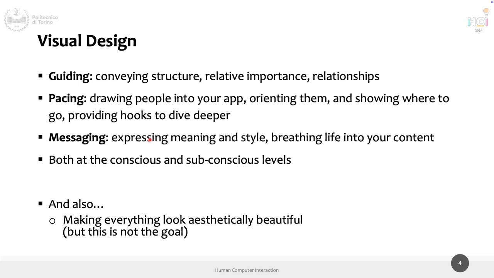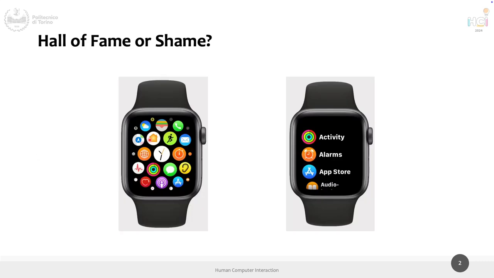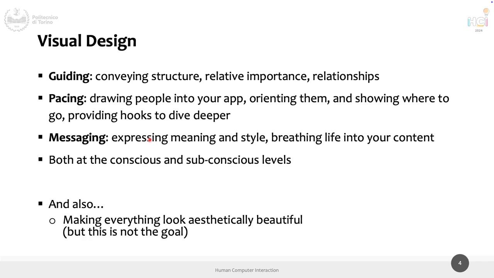And in the linear menu, we added the icons and the text, and for each of them it is repeated. And this is pacing, so drawing people into the app, orienting them. Again, we talk about being consistent. These menus are both consistent in the behavior, in how things appear, in colors, etc. Showing where to go, which are the options on the screen. And also messaging, which means expressing meaning and style, in a way breathing life into the content, both at the conscious and subconscious level, as I exemplified with the Apple Watch, for instance.